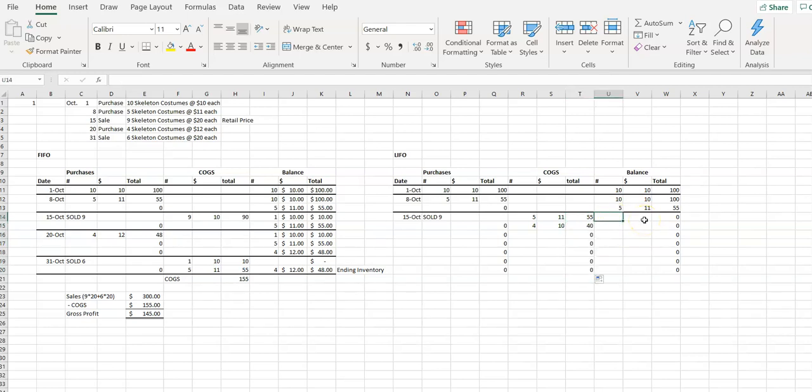Okay, so then on my inventory, my 5 is gone. I took out 4 from the 10, so I have 6 left at 10. Then I bought, on the 20th, I bought 4 at 12. So I bring down the 6 first, and then put in the 4 at 12.